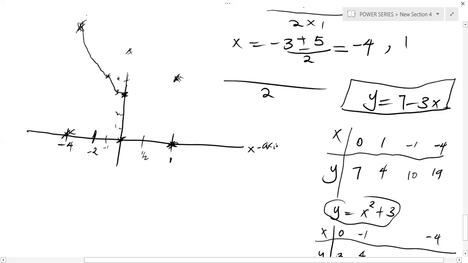And then they meet again at x equal to 1. At x equal to 1, they are meeting at what point? At 4. So they are meeting again here. Remember, it's just a rough sketch. So this is my curve, y equals x squared plus 3.